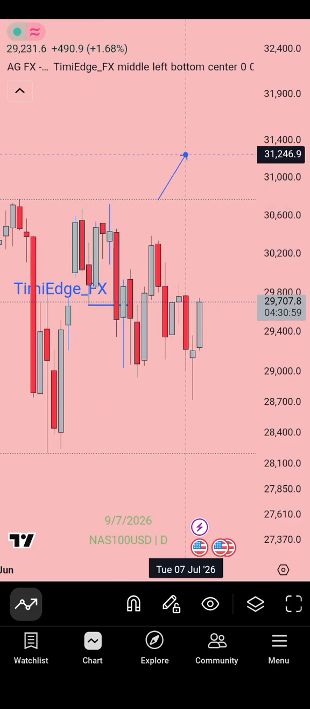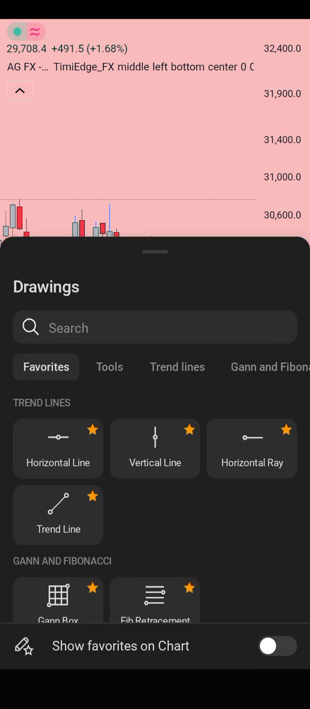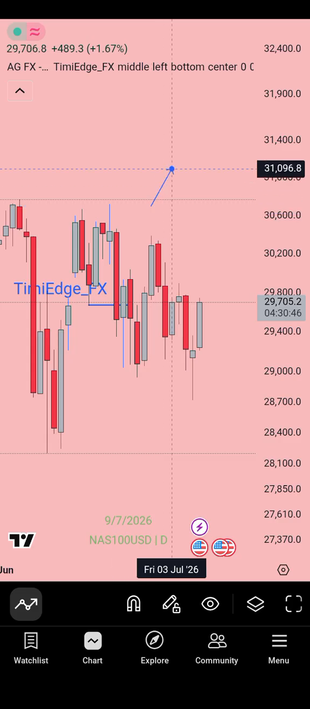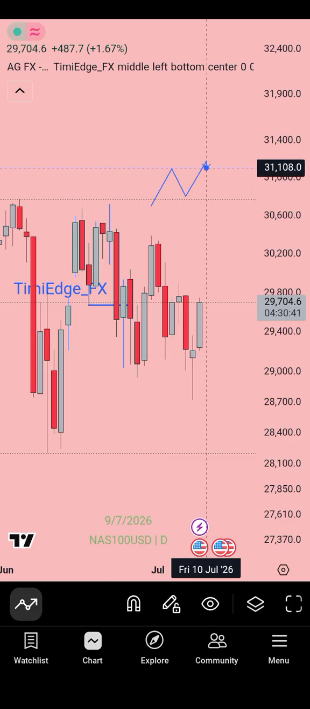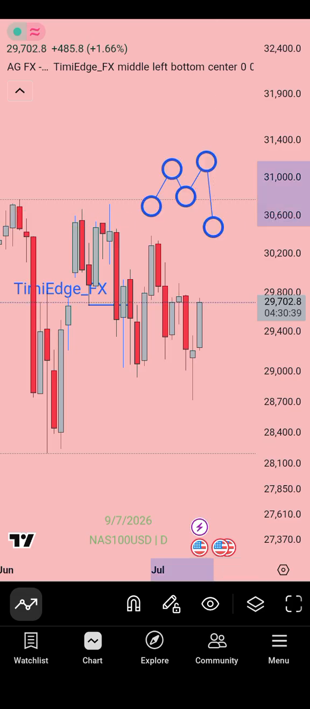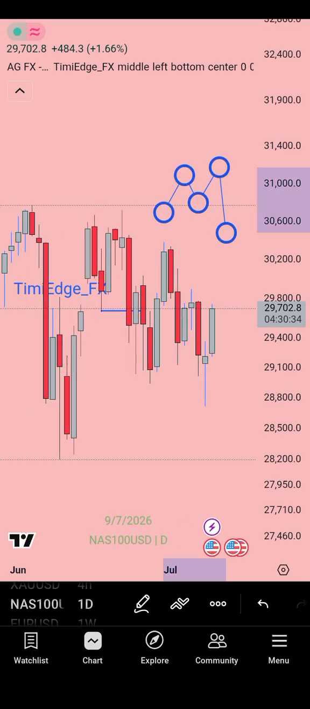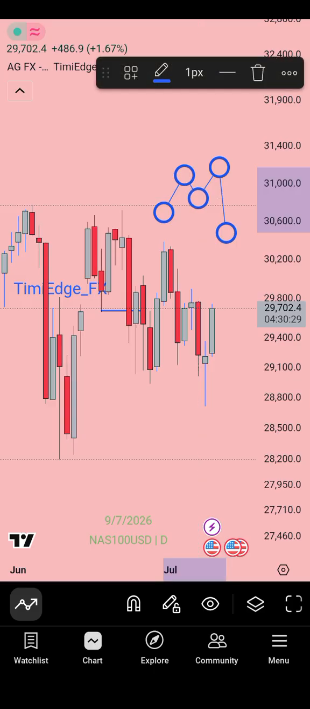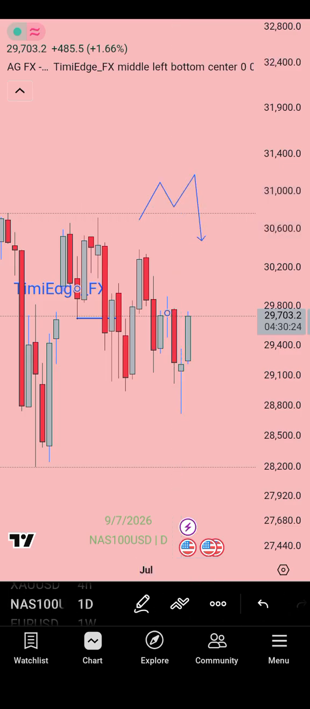How do I know this is a breaker block? Because this happened here, here, here, then here. So this is a breaker block. And if you notice, that is what happened here. That is what happened here, right?